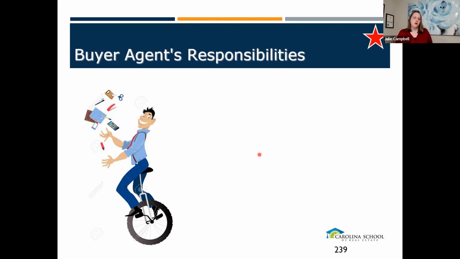We want to encourage our buyers to shop lenders, talk to two or three different lenders. They're all different, kind of like real estate agents and firms. They all offer a different product.